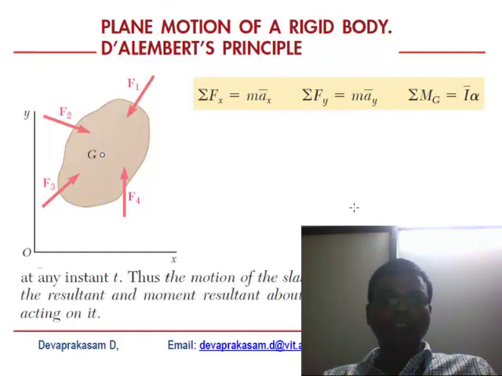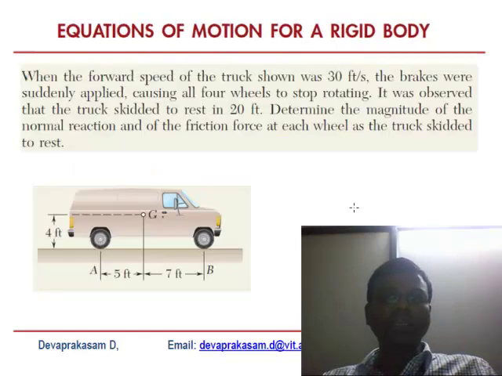So any rigid body motion in a plane, plane motion of the rigid body, you can resolve into translation as a force in the x and y direction, and the moment you can resolve into I into alpha, that would be out of the plane. So let us look into a simple problem. This is the equation of motion for a rigid body.